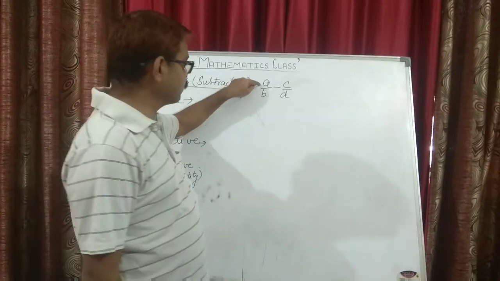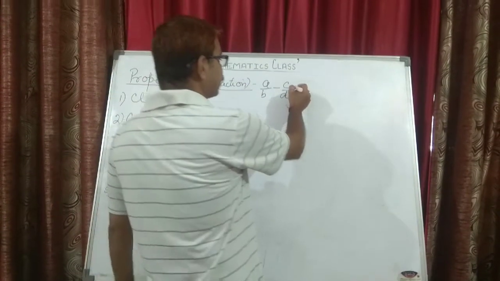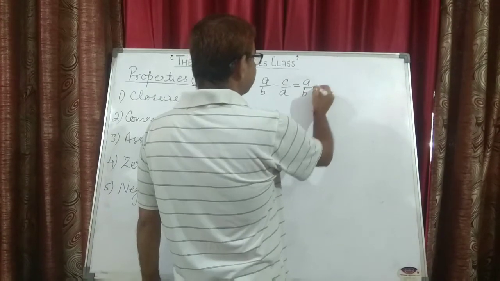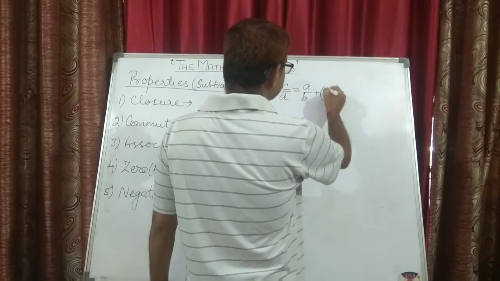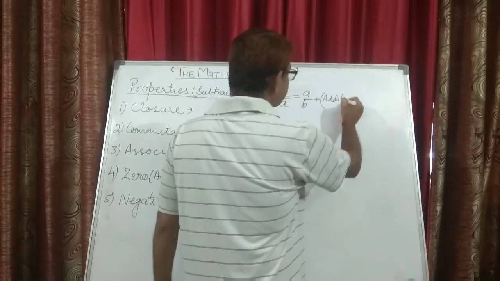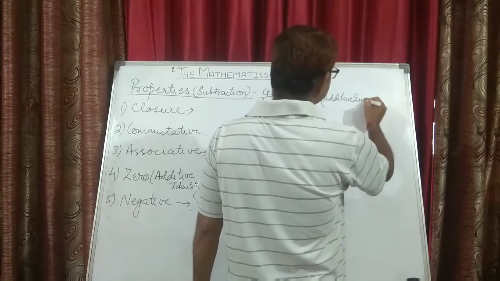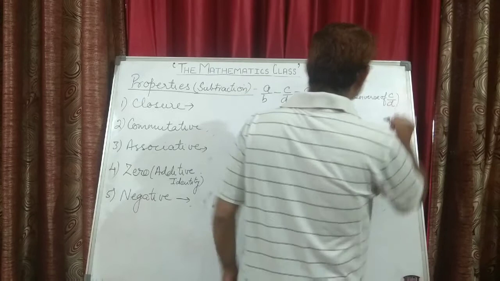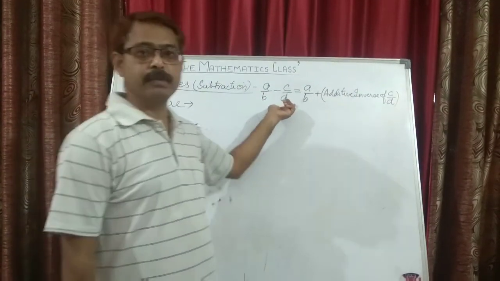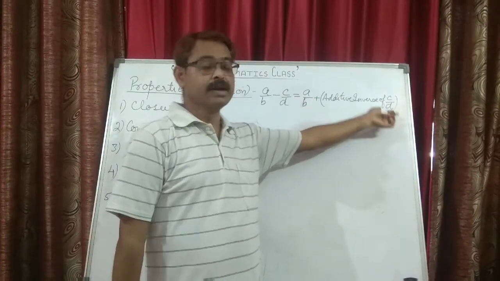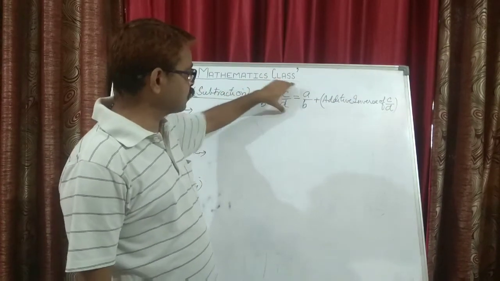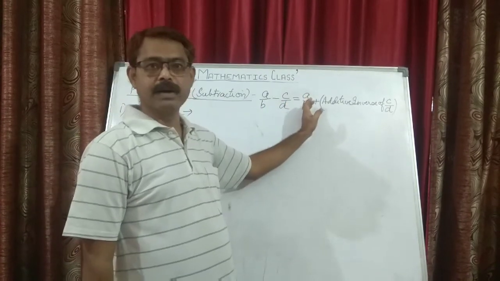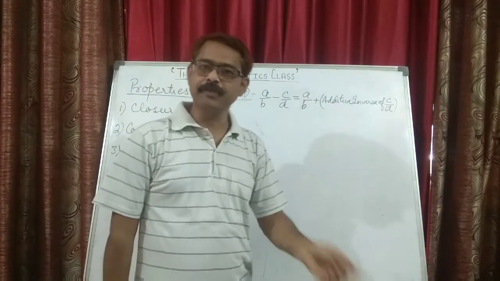Suppose we have A upon B minus C upon D. It means that A upon B is added to the additive inverse of C upon D, because minus C upon D will be the additive inverse of plus C upon D. So the difference, the subtraction of two rational numbers, means one rational number plus the additive inverse of the other rational number.